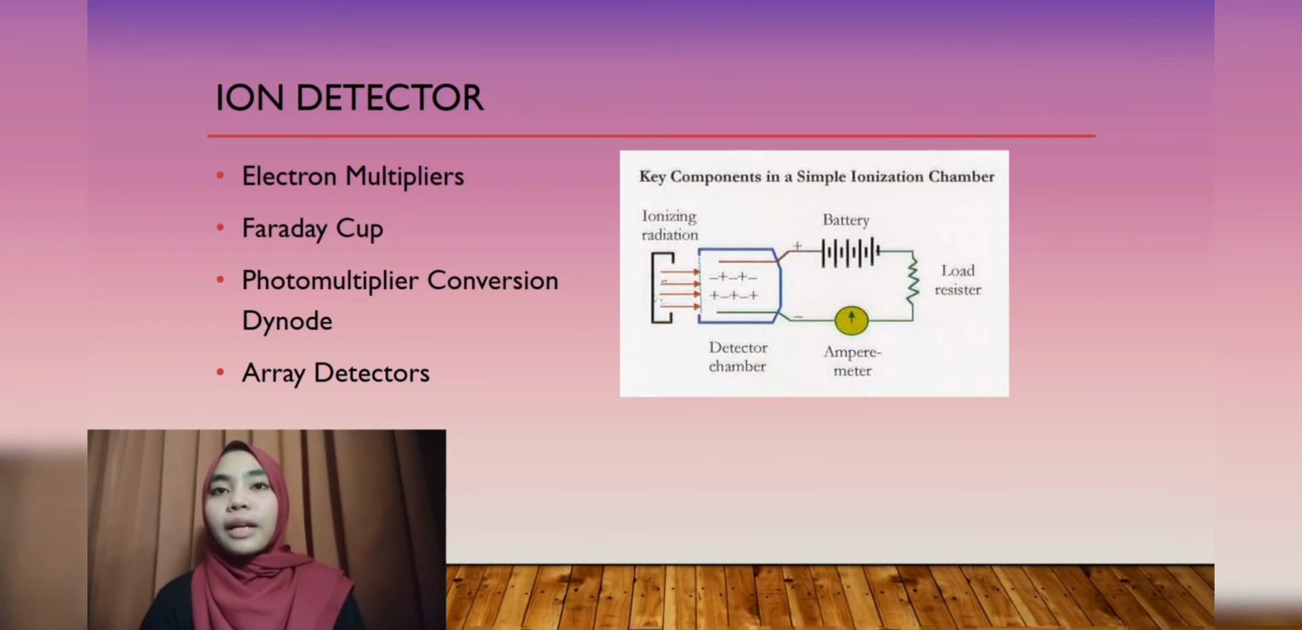For the photomultiplier conversion dynode, the ions initially strike a dynode which results in electron emission. Array detectors can cover a broad range of detector types and systems, but can generally be broken down into two categories: either detectors that can measure many ions of different mass to charge ratio values simultaneously, or those types of detectors that are position sensitive.